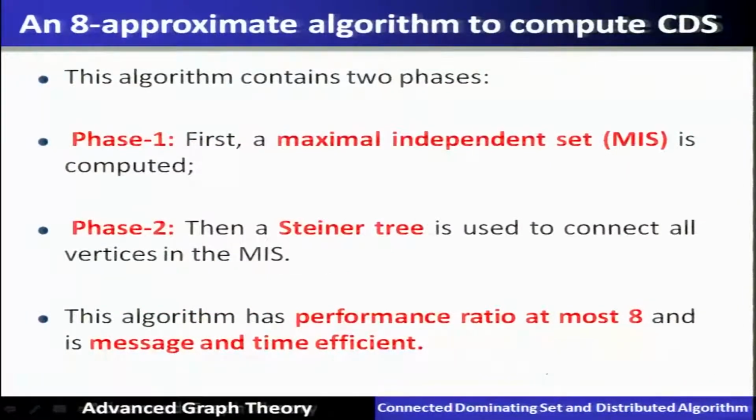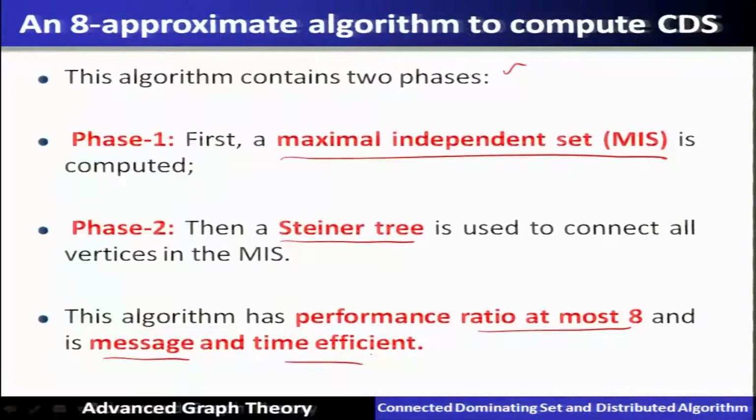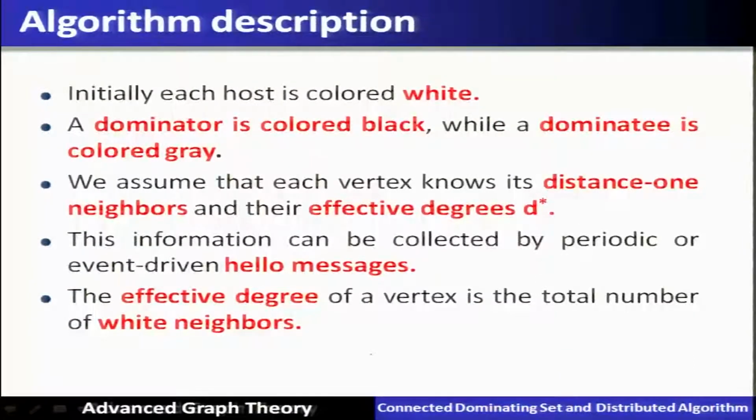Let us see the algorithm, which runs in 2 phases. Phase 1 will construct the maximal independent set, and in the second phase we will connect them through a Steiner tree, and we will also show that the performance ratio of this algorithm is 8. The algorithm is message and time efficient also. Let us start with the algorithm: all the nodes are initially colored white, the dominator is colored black and the dominatee is colored gray. So there are 3 different colors we are going to use in this algorithm: white, gray and black.